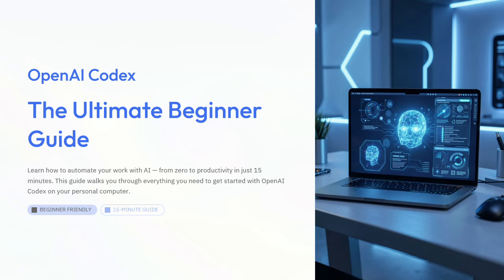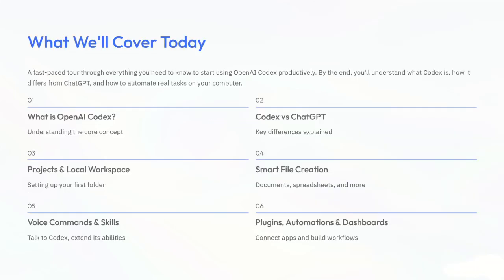Okay. So what are the things that we will be covering today? Let me just give you the brief. So, what is OpenAI Codex? Because you might be thinking, what is OpenAI Codex? I will then tell you the difference between Codex and ChatGPT, then project and local workspace, then smart file creation, then voice commands and skills, then plugin automation and dashboard. So, these are the things that I will be covering in this video. Make sure to watch this video till the end. Okay, let's go step by step.